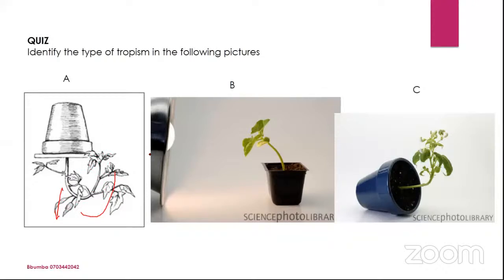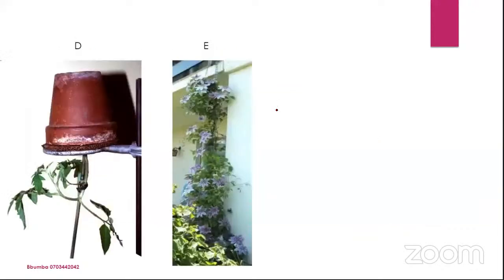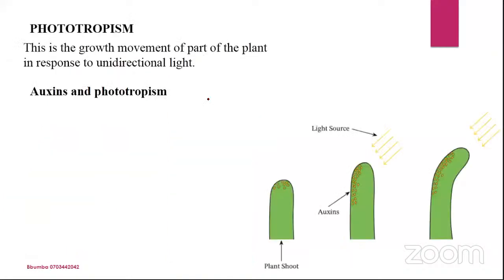Now this is a light that you are seeing here. This plant is growing towards light. Now this is positive phototropism. This is a shoot growing away from gravity, so we would expect it to grow straight, but it is moving upward. Now this is negative geotropism. And then we went on to auxins.